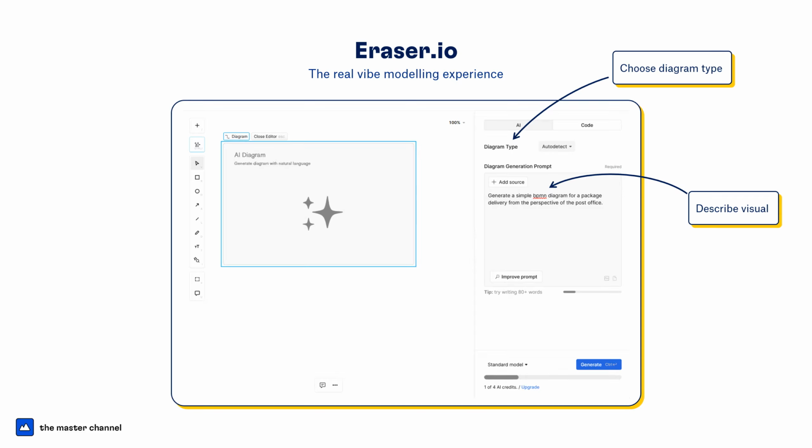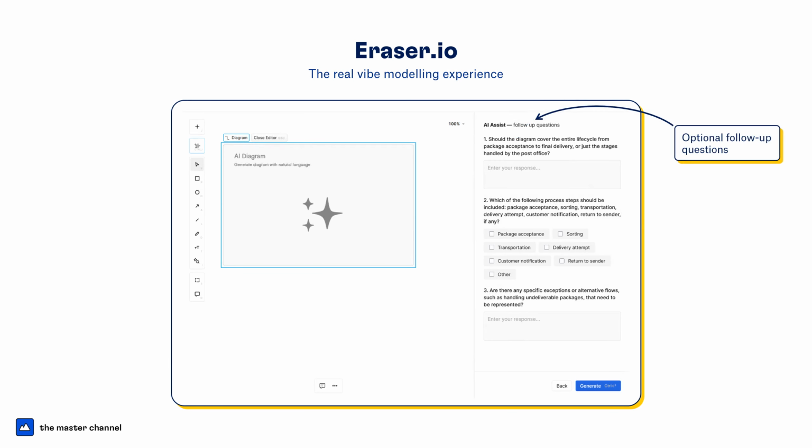Let's ask the AI to generate a simple BPMN diagram for a package delivery process from the perspective of the post office. It's a very simple example, but the lack of context leaves a lot of room for interpretation. The AI will ask some follow-up questions to narrow the scope and avoid making unnecessary assumptions. These questions are optional, but they help the AI align with your expectations. Note that in our example, the questions are very general because our prompt was very general as well. We answer the questions and click the Generate button to get our result.